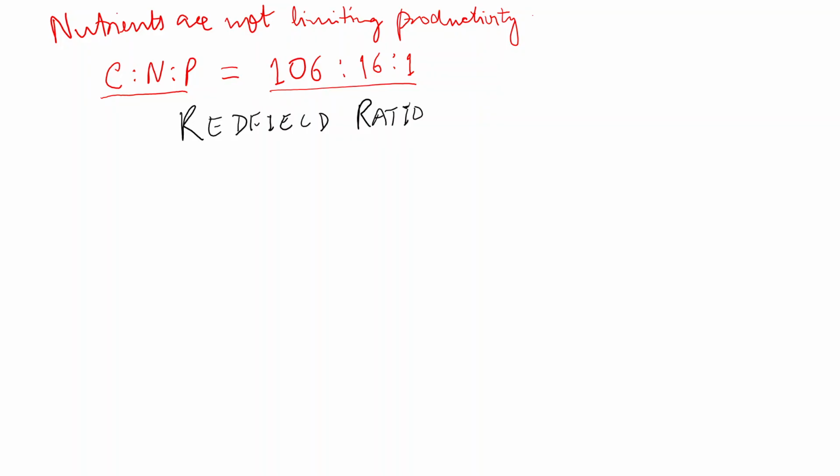This ratio gives us the proportions of carbon, nitrogen, and phosphorus. When the nutrients are not limiting, meaning under optimum conditions, not unusual conditions, this ratio is observed in the tissues of algae in the proportion of 106 to 16 to 1. Now, the zooplanktons which eat those algae, this ratio passes on to them as well. So this ratio is also observed in zooplankton that feed on these algae.